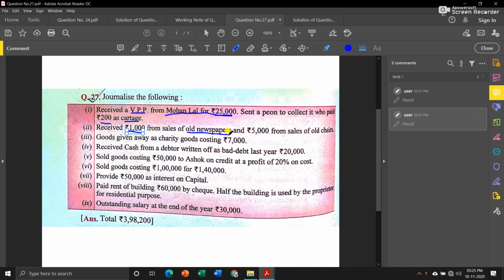That means some old newspapers were kept in our business, we sold them and we received 1,000. Then some old chairs were also there in our business, and after selling them we received 5,000. Now remember that this selling of old newspapers and old chairs is not our business, so we cannot write sales account. Sales and purchases accounts are always used when we sell or purchase our regular goods that we deal in in our business.